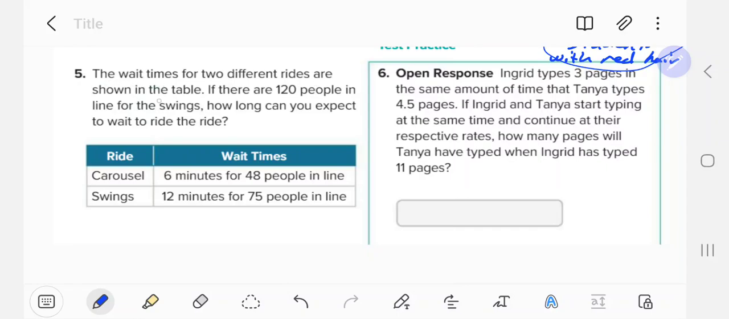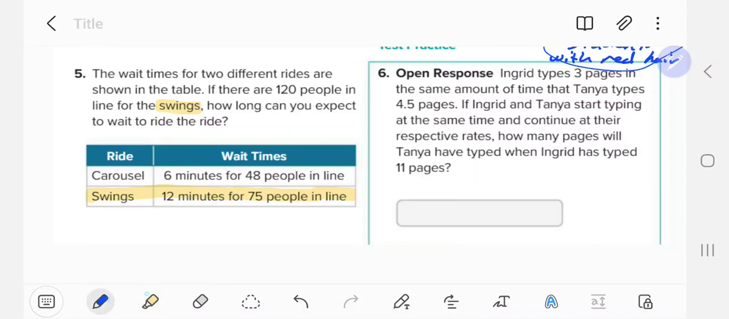The wait times for 2 different rides are shown in the table. If there are 120 people in line for the swings, how long can you expect to wait to ride the ride? Now, this is tricky because there are so many numbers. There are extra numbers. When I read it, I saw that they just were talking about the swings. So all we need to worry about is this ratio here.